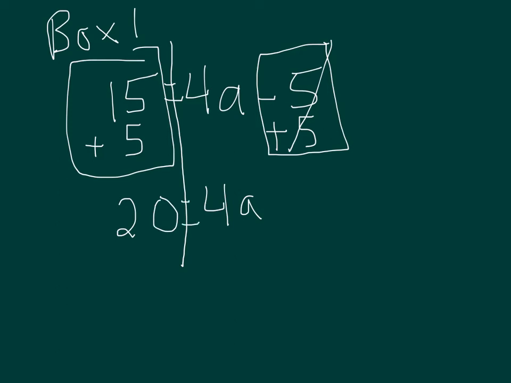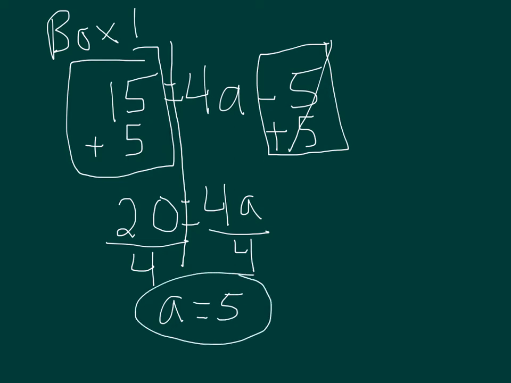Now we have 4 times a, so we want to divide both sides by 4. And we get a equals 5. Don't forget to circle your answer. So if you did not get this in box 1 for your answer, please go ahead and correct it now.